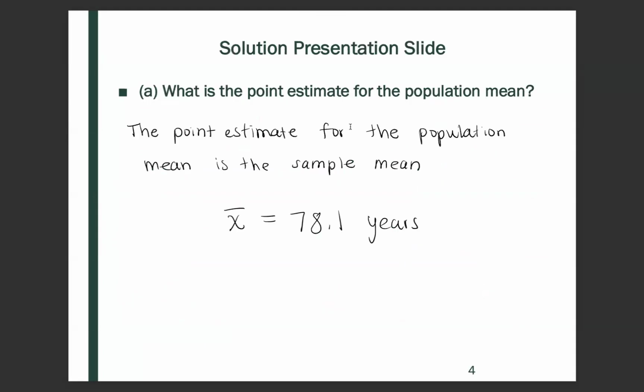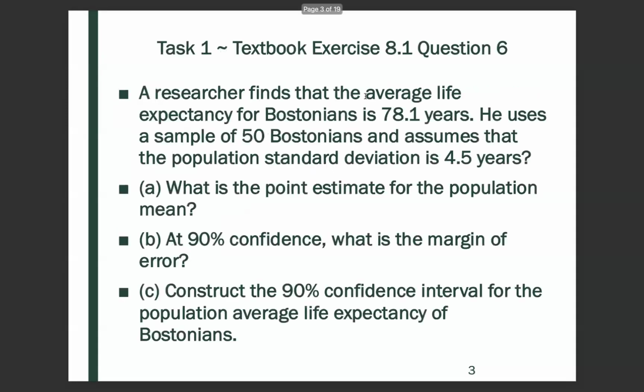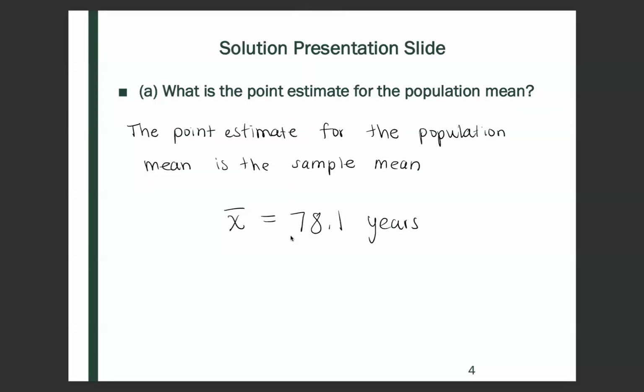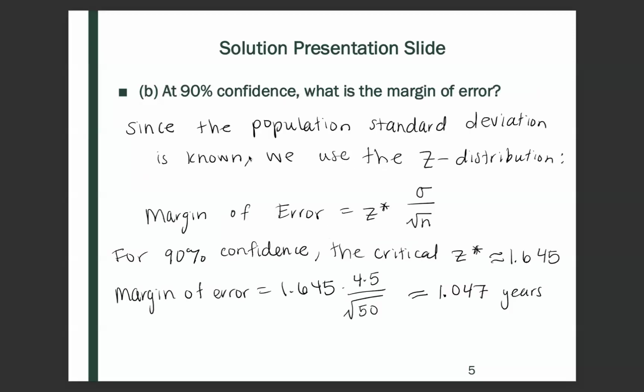So for finding the point estimate for the population mean, the point estimate for the population mean is just the sample mean. And we were given that the researcher finds that the average life expectancy for Bostonians is 78.1 years. That is the sample mean. So we get our point estimate to be X bar, which is 78.1 years.